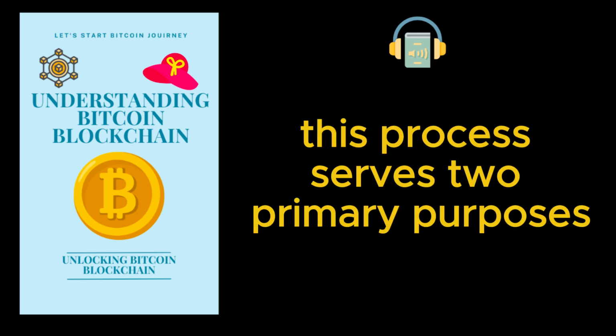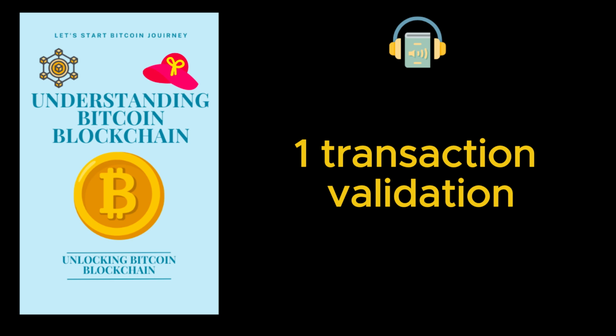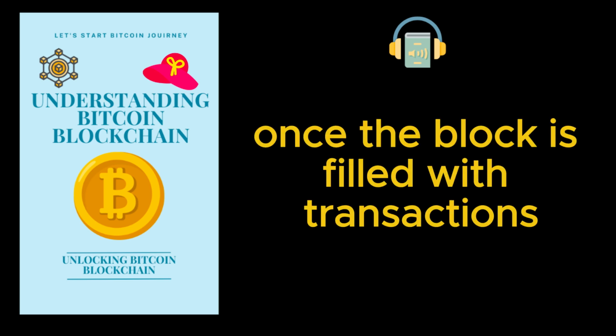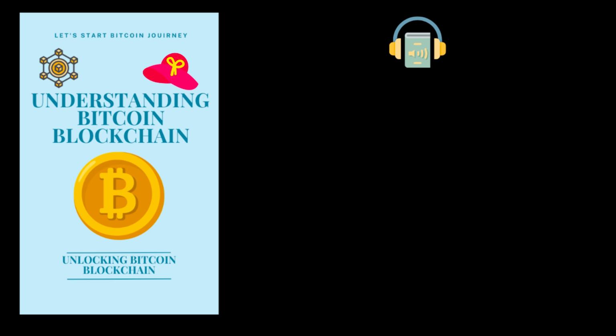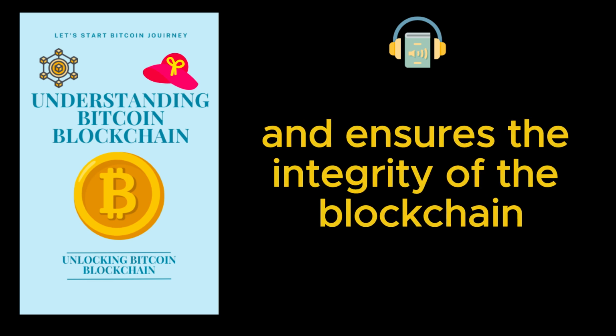This process serves two primary purposes. 1. Transaction validation. Miners validate and confirm transactions by adding them to a block. Once the block is filled with transactions, it is added to the blockchain. This process secures the network and ensures the integrity of the blockchain.